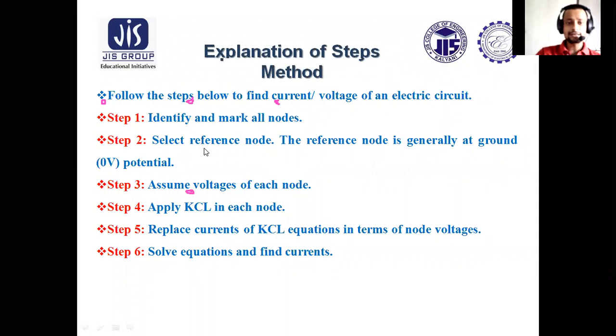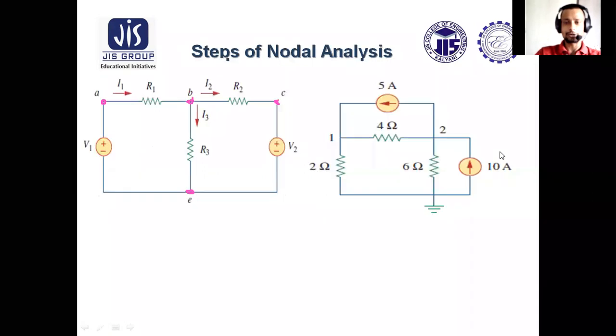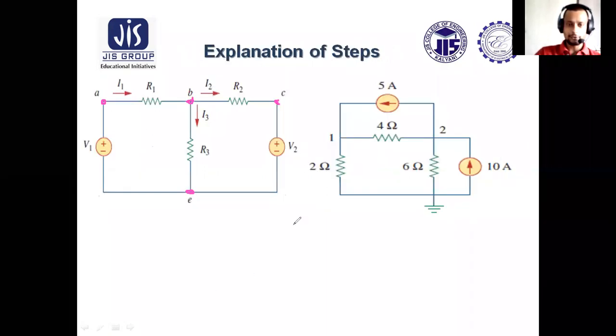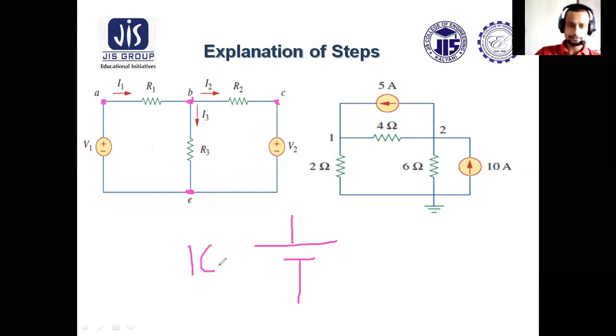Next is to select a reference node. The reference node is generally at ground potential. So what is the reference node here? See, for any voltage source, suppose this is a 10-volt source. This implies the positive electrode should be at 10 and the negative electrode should be at 0. For DC sources, the negative electrode should be at ground potential or 0.